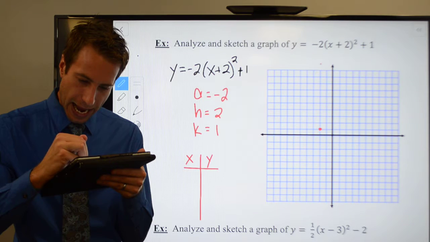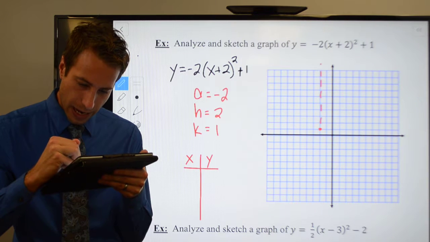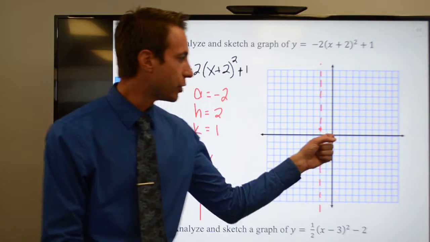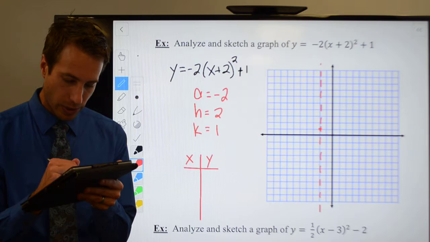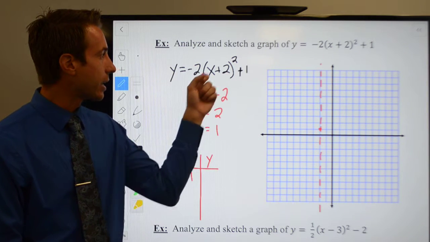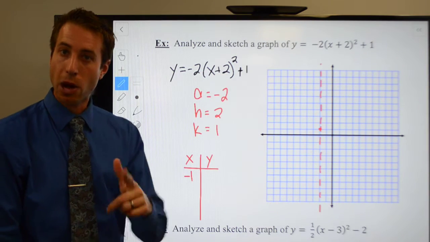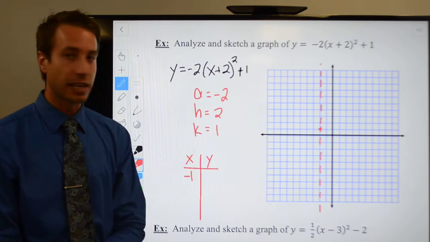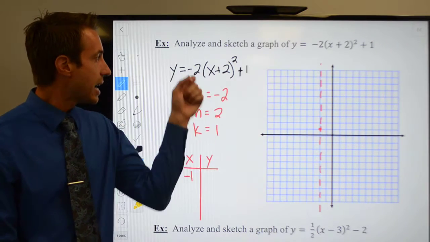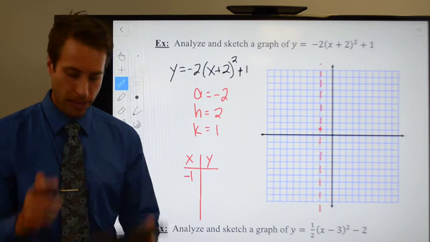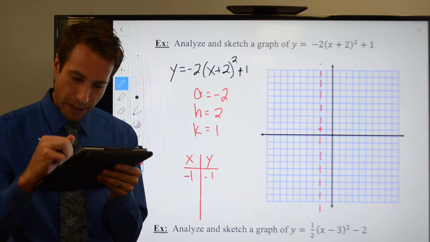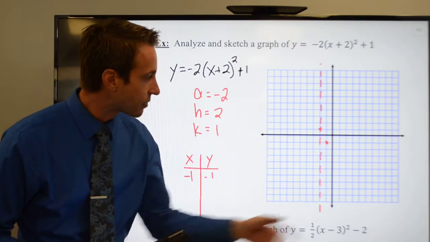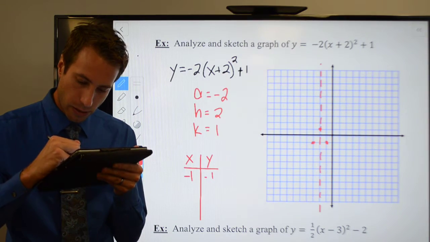Here's why. I know that my axis of symmetry is going to run right down through my vertex. All right, well, I'm going to go ahead and do -1. What if x is equal to -1? Well, I plug -1 in. -1 plus 2 would be +1. +1 squared would be +1. +1 times -2 is -2. And -2 plus 1 would be -1. So I should have a point at (-1, -1), which would be right there. But since this is my axis of symmetry, I'll also have a point right there.